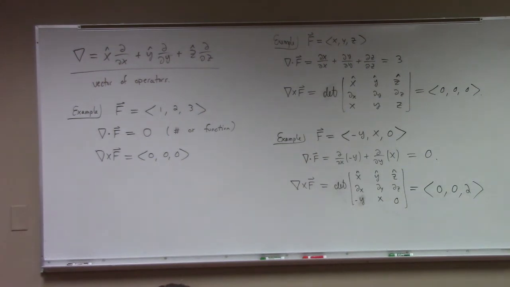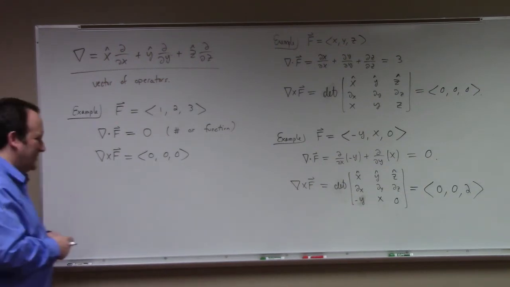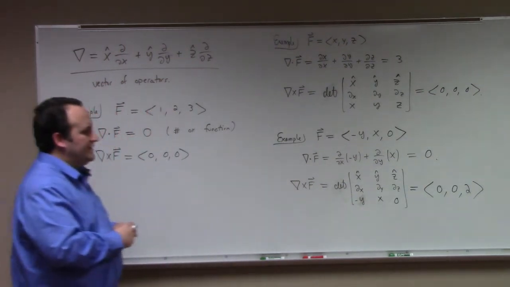Maybe that gives us some kind of hint about the curl, because that vector field did what? It kind of encircled the z. If you look at it, I don't know how to explain what that curl is geometrically just yet.